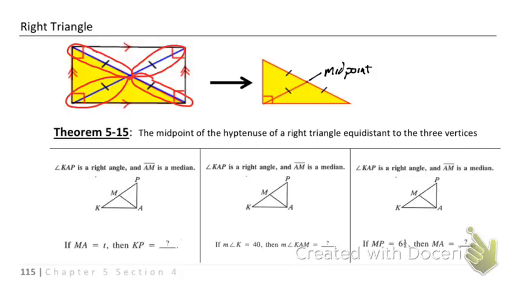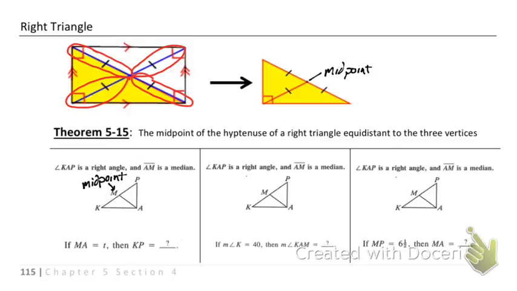All right, so then I came up with a couple of examples just because people tend to miss these problems. So the first one says, if angle KAP is a right angle, and AM is a median. It has to be a right angle, and it has to be a midpoint for us to use this. A median, remember, goes from the vertex to the midpoint of the other side. So by me saying AM is a median, this immediately means that this is a midpoint.